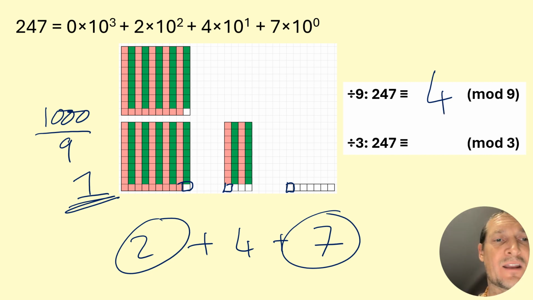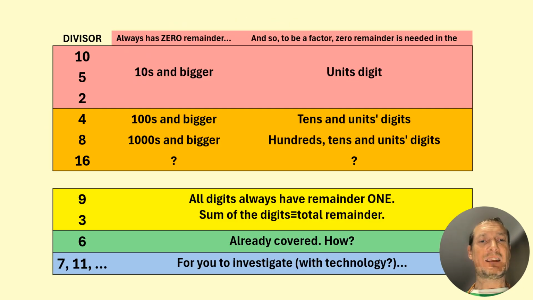Exactly the same with dividing by 3. We just know 9 is divisible by 3, and so we know there's a remainder 1 everywhere as well. Because we had a remainder 4 with the 9s, one of the 3's goes into there, so we've got 1 left over. Bingo. So here's a little summary of what we've discussed here. Most of those divisibility rules and why they are how they are. How about dividing by 16? How about dividing by 6? What about dividing by some other prime numbers, 7, 11? We can leave that to you to try and investigate a bit further.